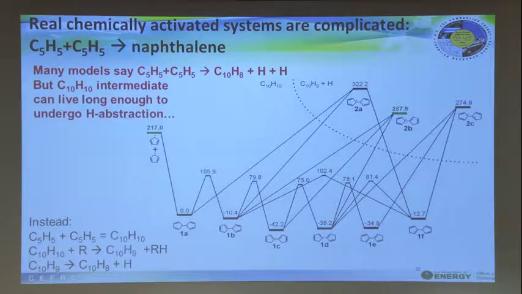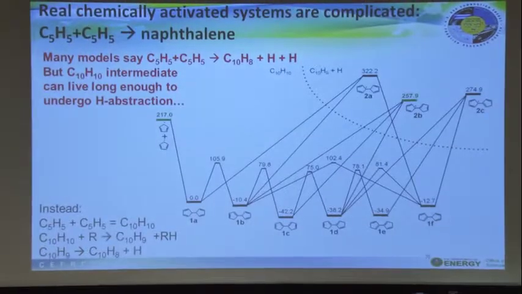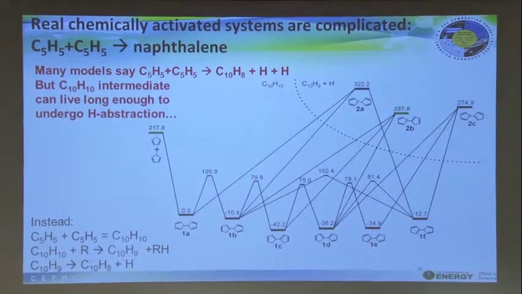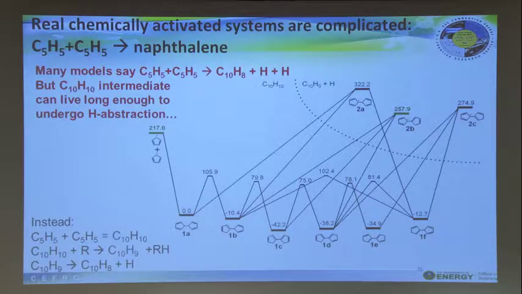C10H9 is a radical, and all the isomerization reactions of radicals are much lower barriers than the isomerization of normal stable molecules. So once you get over here, there's a whole ton of things it can do, and eventually it gets to one that makes naphthalene plus another H atom. And that's the way you can make naphthalene. And this is quite important for getting towards polycyclic aromatics that are eventually going to form soot. But you can see the complexity here, right? There's all these little barriers here, and I haven't even drawn it up here. There's a whole ton of things up there.